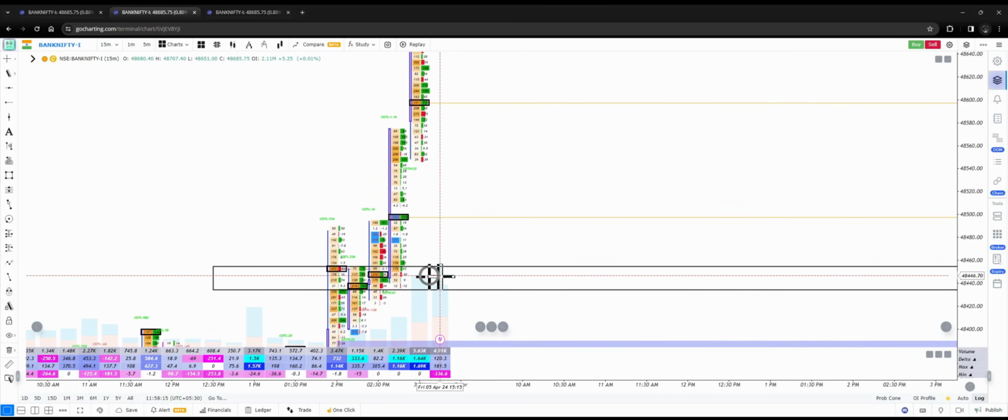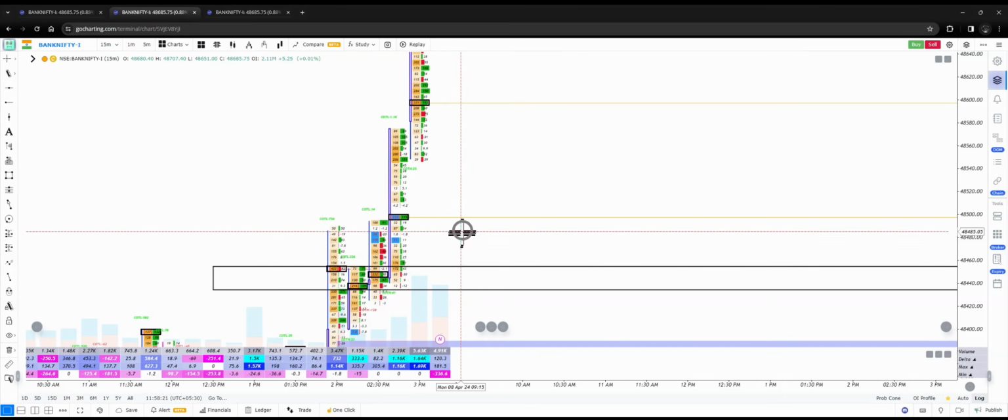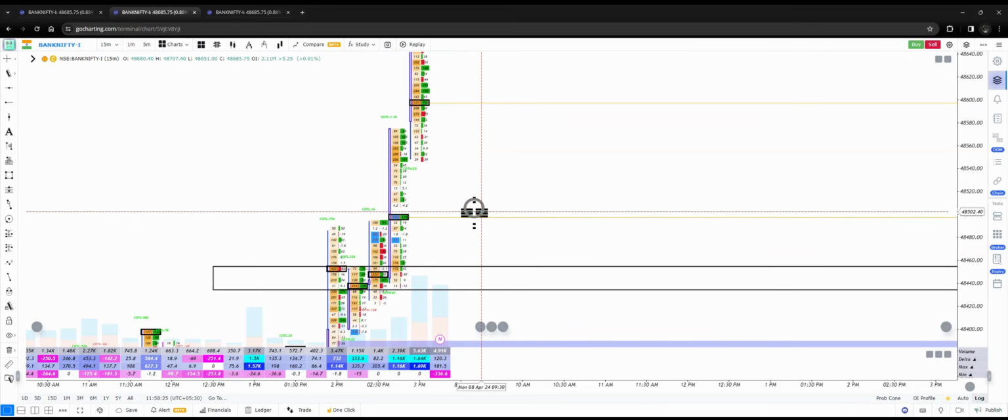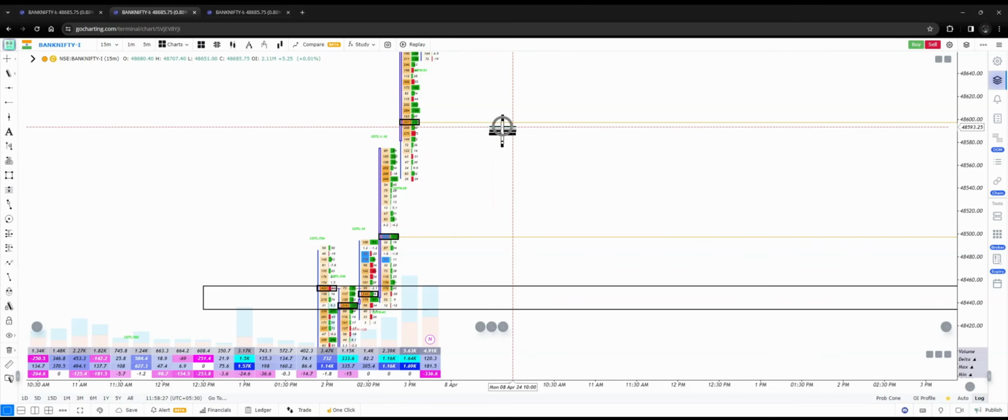So again, this is the place where I'm looking to enter my first pullback trade. What I'm expecting is, whenever the market approaches this 48,500 zone, the market at least touches 48,600 and zones above that if possible.